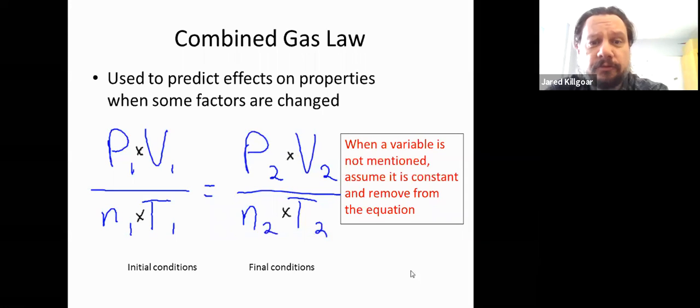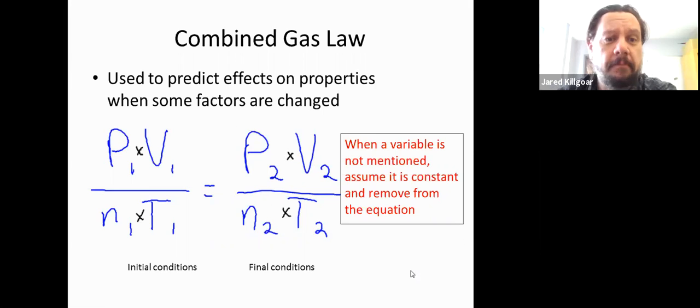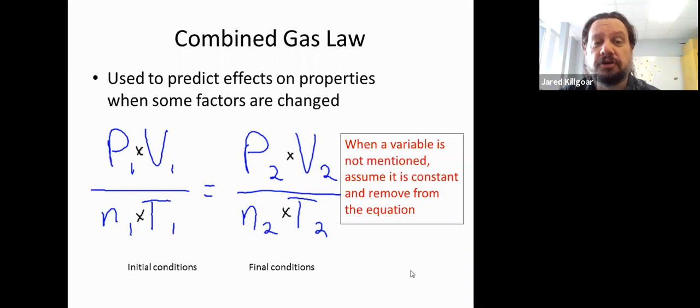So today, guys, we're going to discuss the combined gas law, which is used to predict effects on the properties of gases when you're changing factors. So for instance, if you're given a set of initial conditions, initial pressure and temperature or volume or moles, and you're asked to change a couple of those and asked to find a new volume, pressure, temperature, or moles.